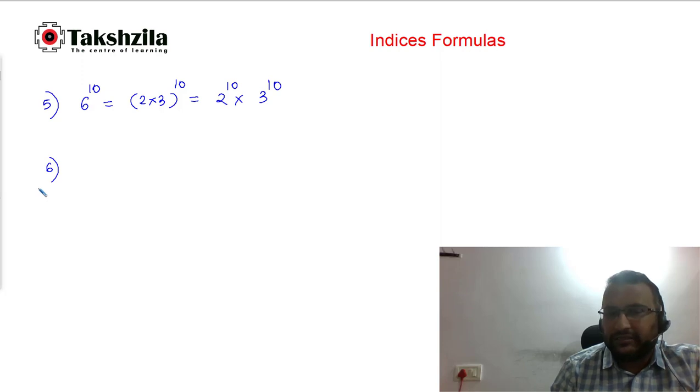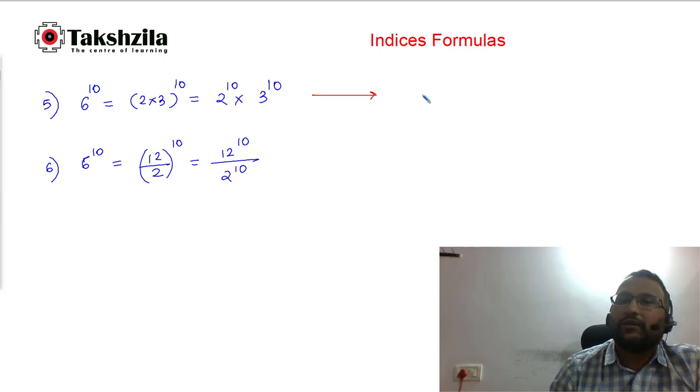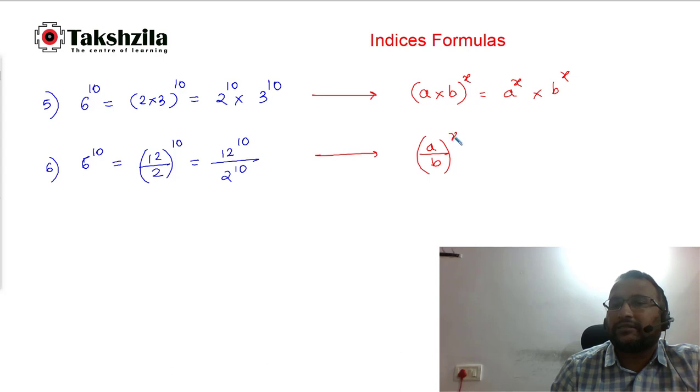Sixth one is 6 to the power 10. We can also write it as (12 divided by 2) to the power 10, which is nothing but 12 to the power 10 divided by 2 to the power 10. So let's generalize this. Over here the formula is (a into b) to the power x is equal to a to the power x into b to the power x. Similarly, (a divided by b) to the power x is equal to a to the power x divided by b to the power x.